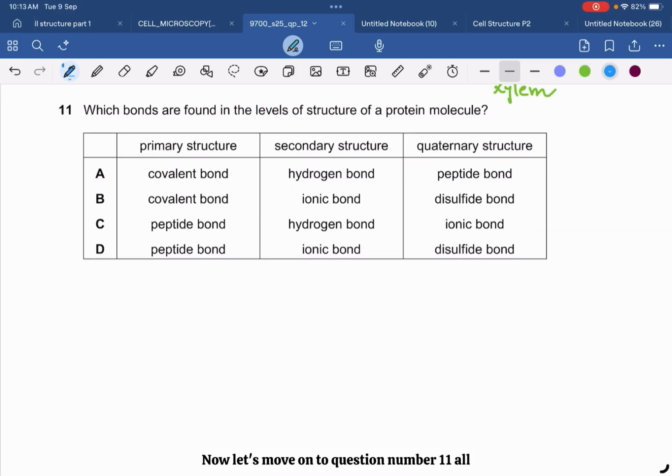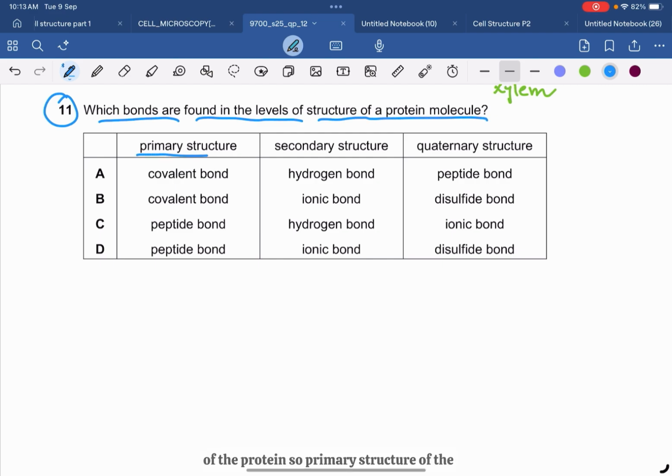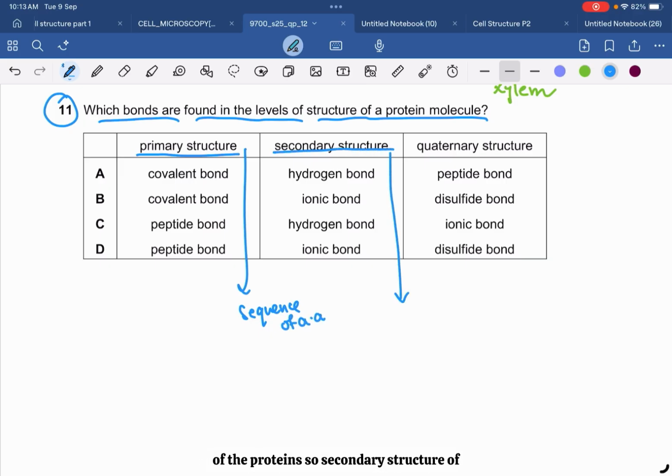Now let's move on to question number 11, all of you. Question number 11 says: which bonds are found in the levels of the structure of the protein molecule? If I talk about the primary structure of the protein, the primary structure is simply the sequence of the amino acids. And the secondary structure of the protein consists of the alpha helix and the beta pleated sheets, right?